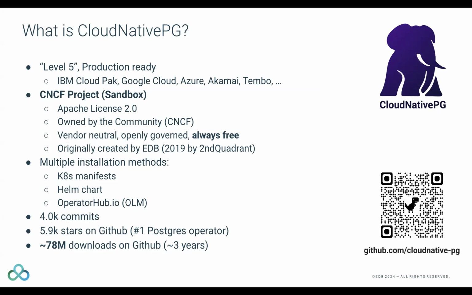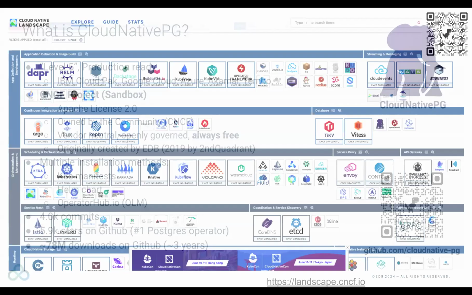So CNPG can be installed in several ways, and as you can see, it's very popular in terms of stars. There's more than 4,000 commits, and what's impressive is the number of downloads in 3 years, which is 78 million, which means that it's used the way we wanted it to be used, therefore with pipelines, CI/CD pipelines.